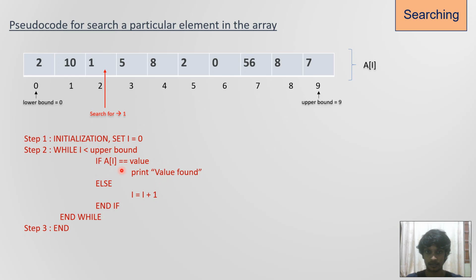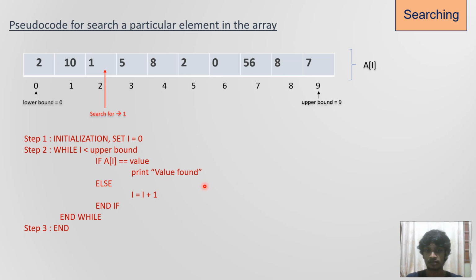And if we find the value that we are going to search, then it will print a simple string called value found. Otherwise it will not print anything, but it will increase i by 1. Then this loop will continue until the upper bound. When it reaches the upper bound, the program will end. So in here it only prints whether it is found.